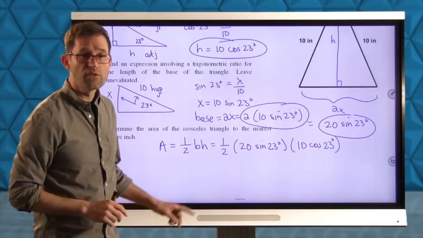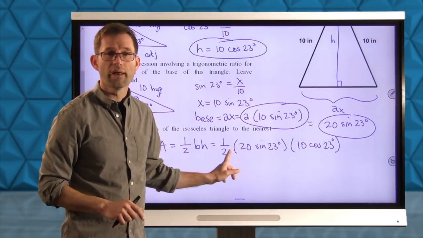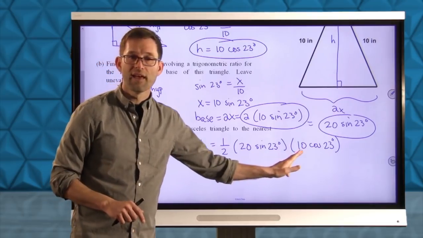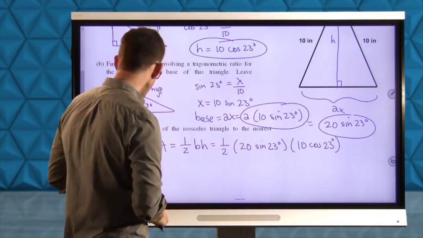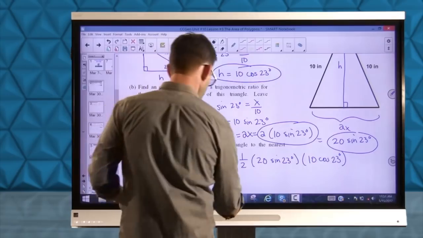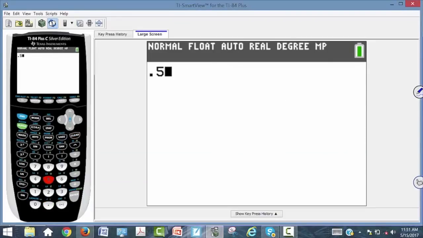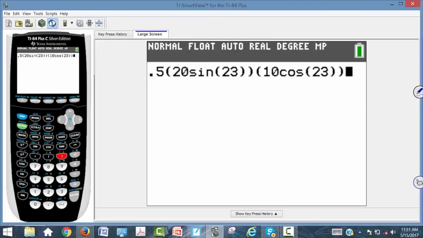Now again, if you wanted to, you could definitely do 1/2 times 20 and just make that into 10. Then you'd have 10 sine 23, 10 cosine 23, but I think we'll just put it in that way. All right? So we're going to have 1/2 times 20 sine 23 degrees, and then 10 cosine 23 degrees.